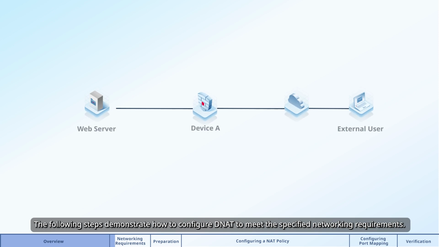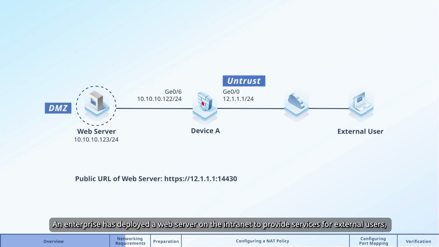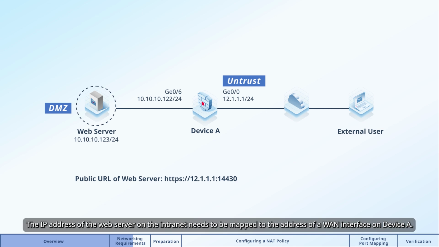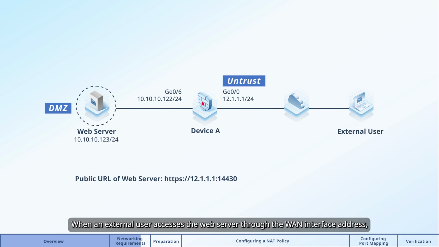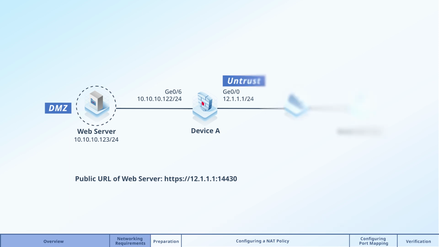The following steps demonstrate how to configure destination NAT to meet the specified networking requirements. An enterprise has deployed a web server on the internet to provide services for external users, and deployed device A as a security gateway at the network boundary to protect the internet. The address of the web server on the internet needs to be mapped to the address of a WAN interface on device A. When an external user accesses the web server through the WAN interface address, the destination IP address is translated from device A's WAN interface address to the internet server address.